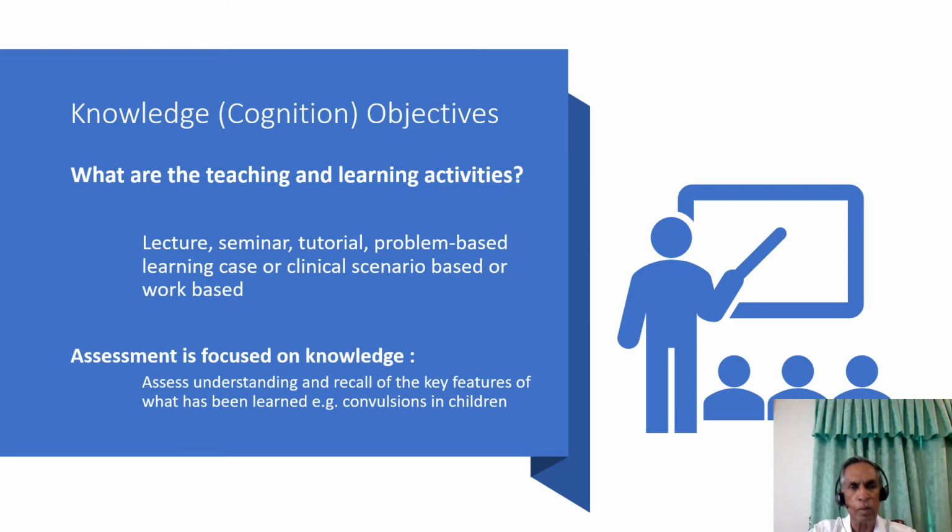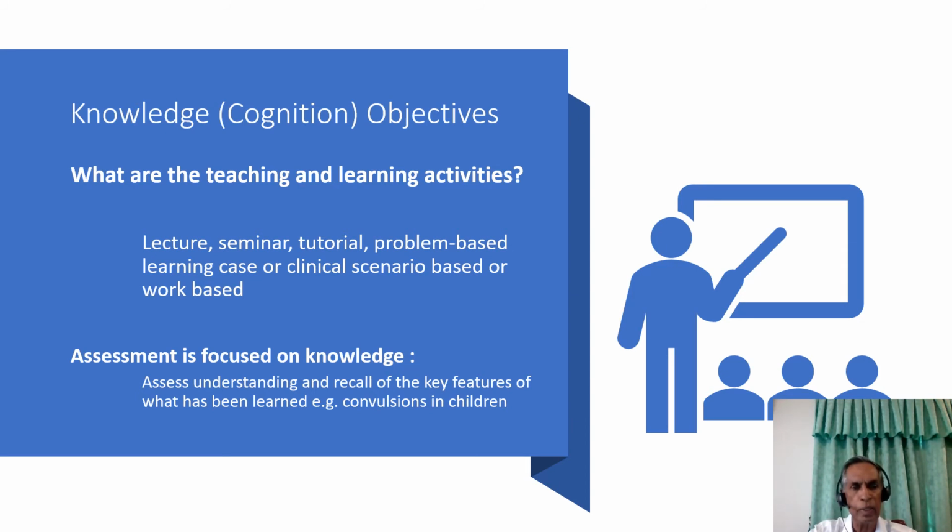Knowledge cognition objectives have two components that need to be reflected on: the teaching and learning activities for knowledge objectives, and assessment that is focused on the knowledge acquired. For knowledge objectives, most of the time the methods of teaching are lecture, seminar, tutorial, problem-based learning, case or clinical case-based learning, or even work-based learning.